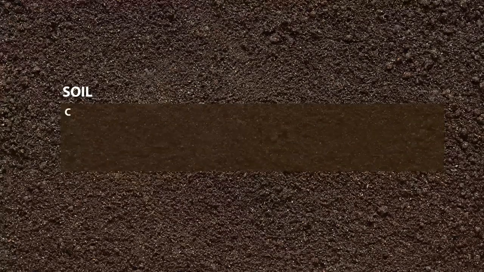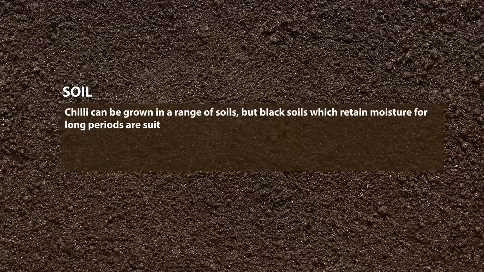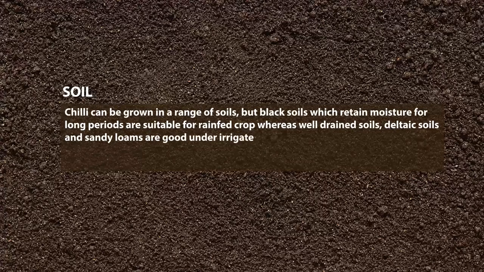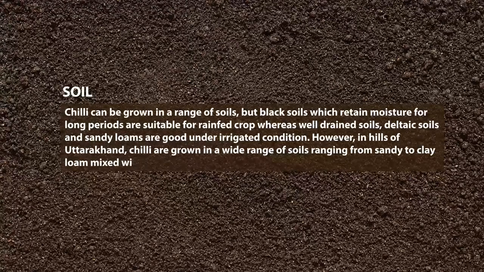Soil. Chilli can be grown in a range of soils, but black soils which retain moisture for long periods are suitable for rain-fed crop, whereas well-drained soils, deltaic soils and sandy loams are good under irrigated condition. However, in hills of Uttarakhand, chilli are grown in a wide range of soils ranging from sandy to clay loams, mixed with gravel and coarse sand.